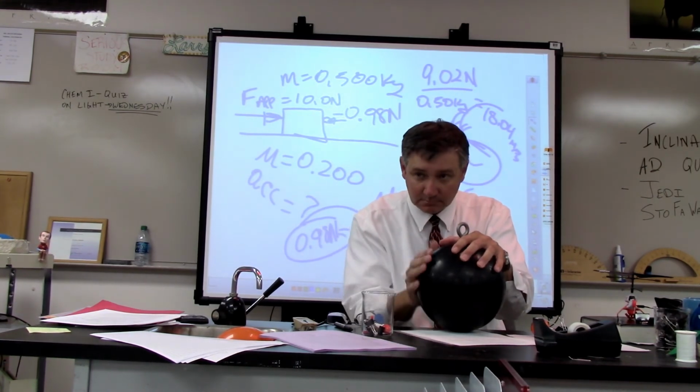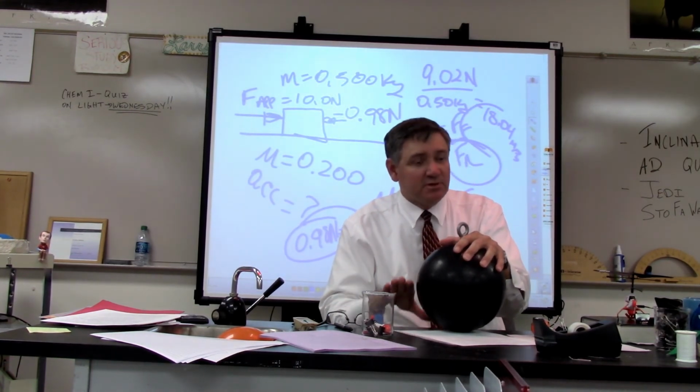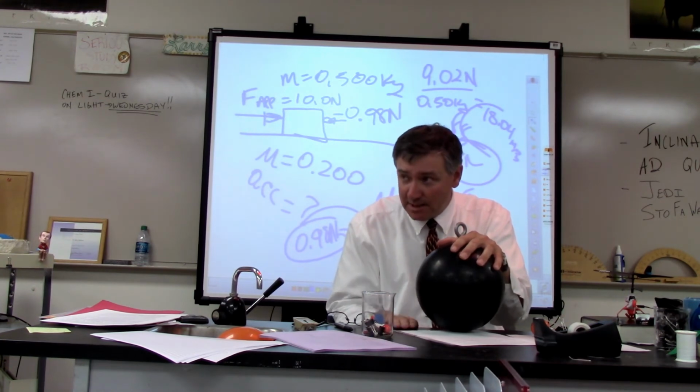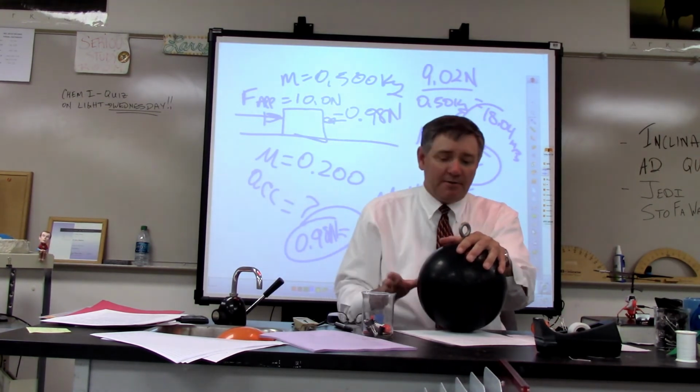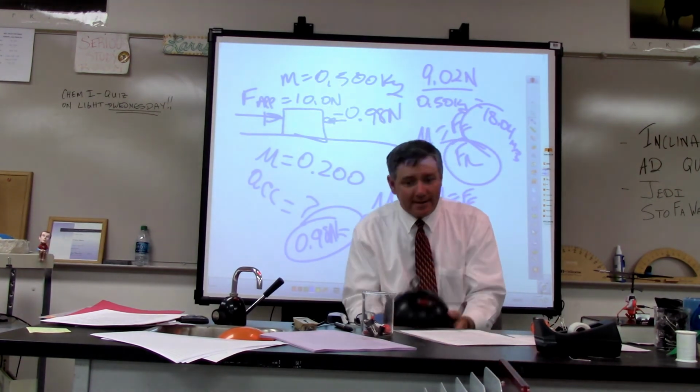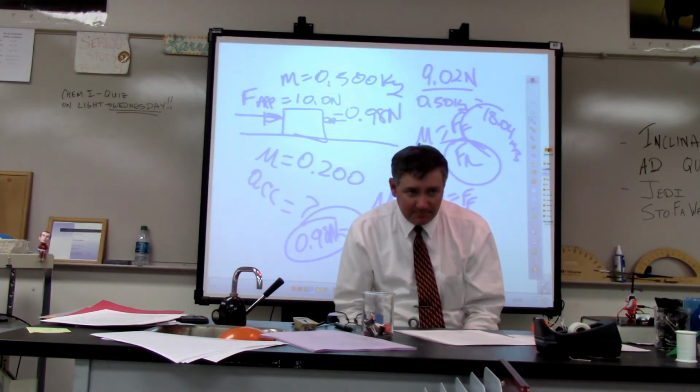Right? Here's Hank, sitting on the table. So what's the force provided by the table? 49 newtons. Okay? Now, if I want to throw Hank up in the air, okay?